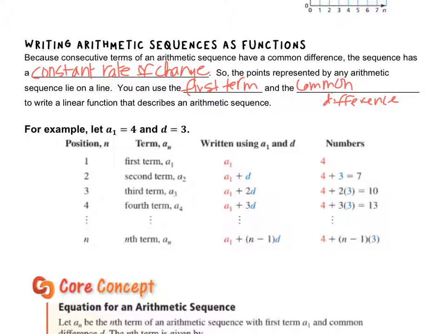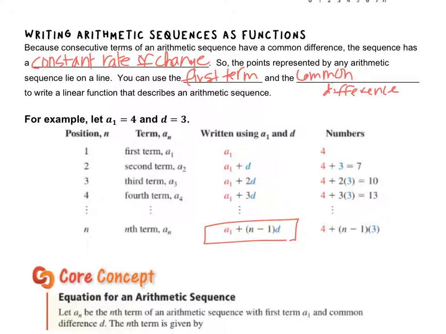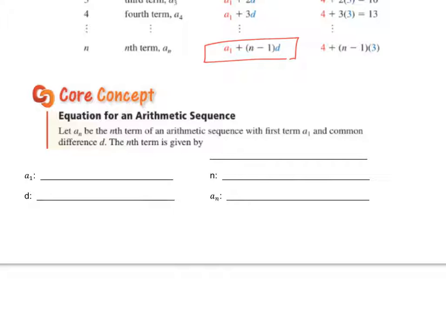What ends up happening is that you create this formula right here. Highlight or underline or circle or whatever you want this formula. This is the formula for an arithmetic sequence. So let me go through what the different parts mean down below. So the formula that we have is a sub n equals a sub 1 plus n minus 1 times d.